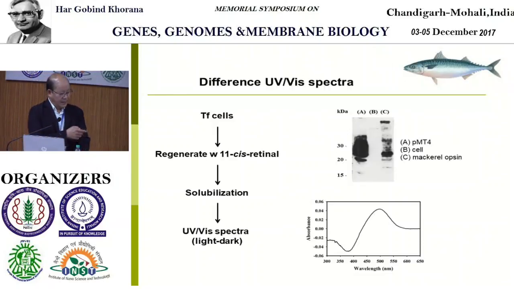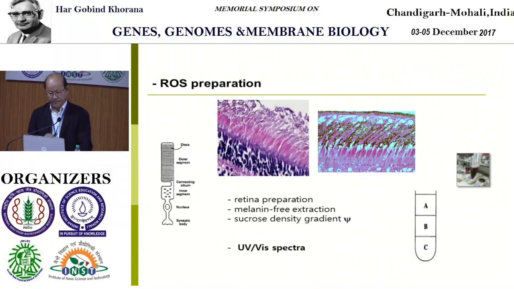And then we reconstituted rhodopsin and checked the absorption maxima by taking UV-visible spectra in the dark and after light activation. So we can obtain the difference spectra by subtracting the light spectra from the dark spectra. The result you can see here is that the mackerel opsin showed the absorption maxima around 500 nanometers.